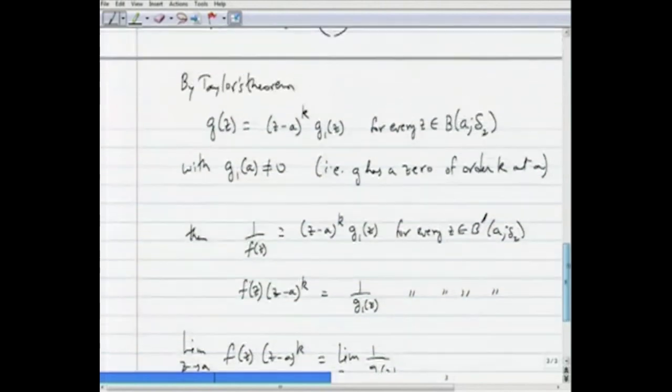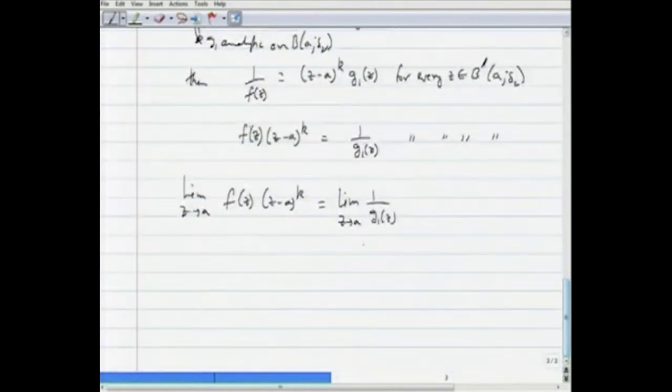I probably should have remarked that g1 of a is not equal to 0 and g1 is analytic on B(a, delta) squared. I will need that because analyticity gives me continuity of g1. So this is equal to 1 by g1 of a, and g1 of a is non-zero. So 1 by g1 of a is also a non-zero complex number. So the limit as z goes to a of f of z times (z minus a) power k is a non-zero quantity like this. Okay, so that is the conclusion we draw.